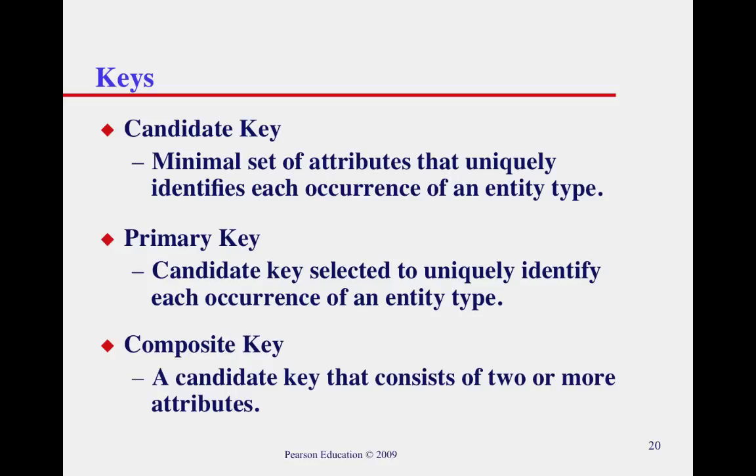Okay, you know these definitions. Candidate key: a minimal set of attributes that uniquely identifies each occurrence of an entity type. Primary key is the candidate key selected to uniquely identify each occurrence. We haven't actually given a formal definition of a composite key, but it's a candidate key that consists of two or more attributes. In the room relation for the hotel database, the hotel number and room number is a composite key.